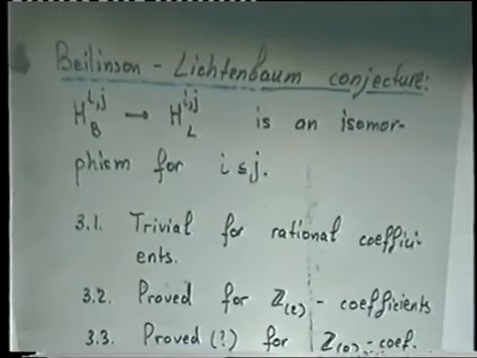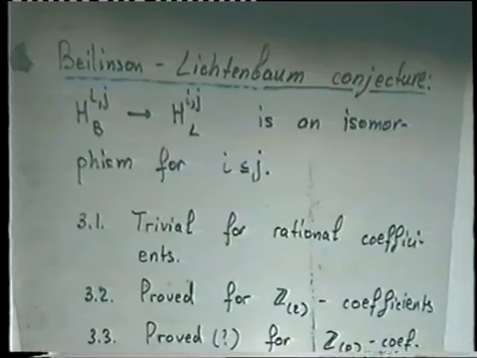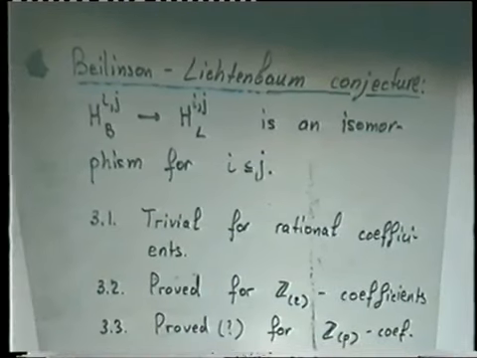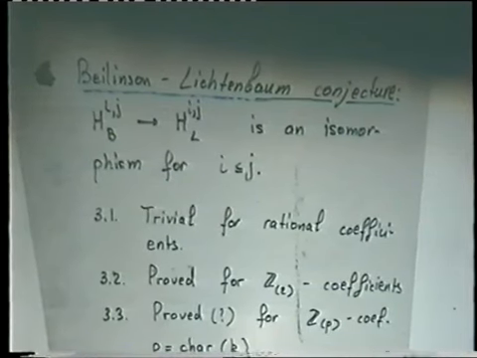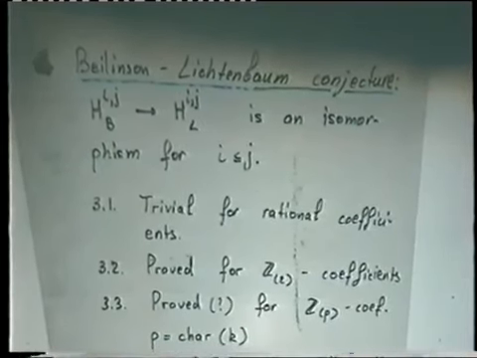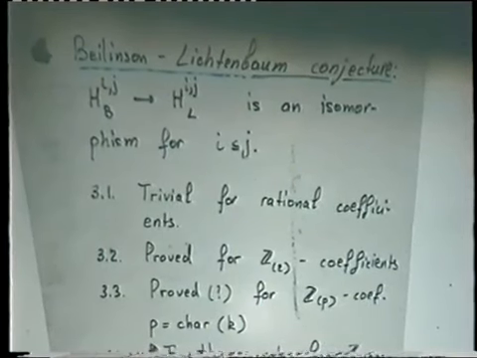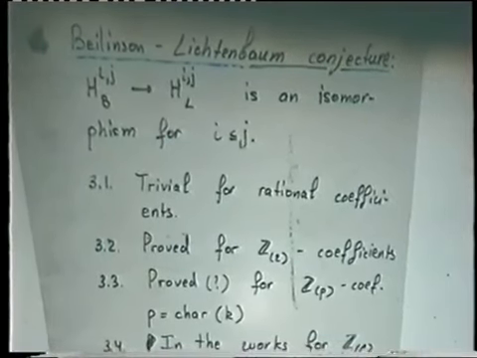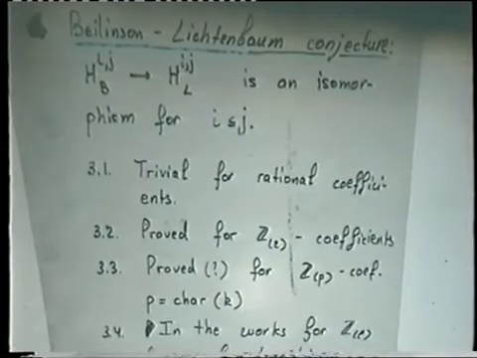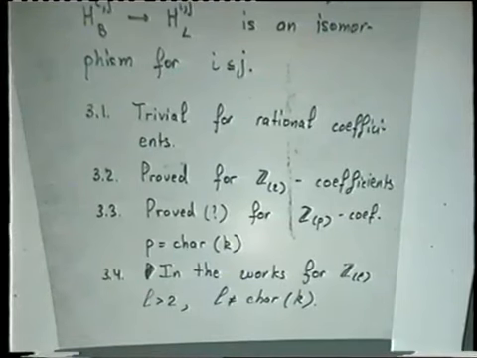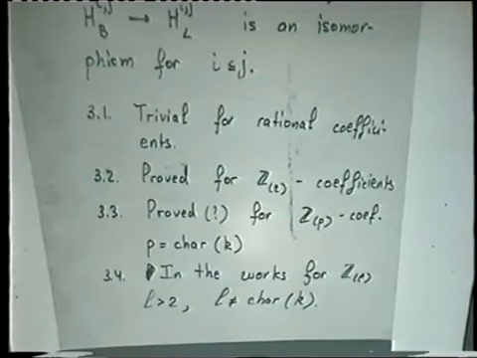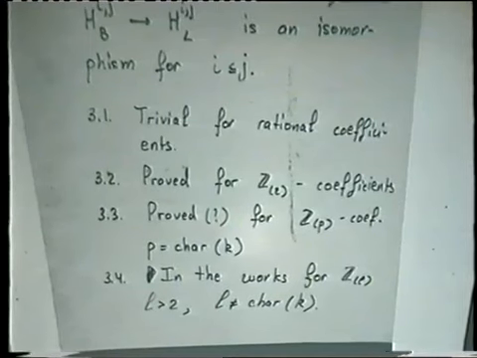And here is what we have proven. It is more or less trivial, or not trivial, but easy for rational coefficients. It is now proved for coefficients localized at 2. So if I invert everything but 2, then it's true, which in particular implies the Milnor conjecture and all this bunch of things with Z/2 coefficients. As far as I understand, there is also a part of it which actually talks about Z/p coefficients when p equals characteristic. And as far as I understand, this is also proven.